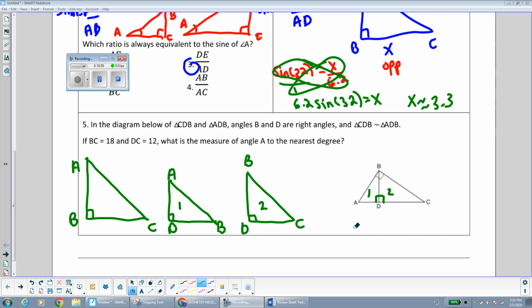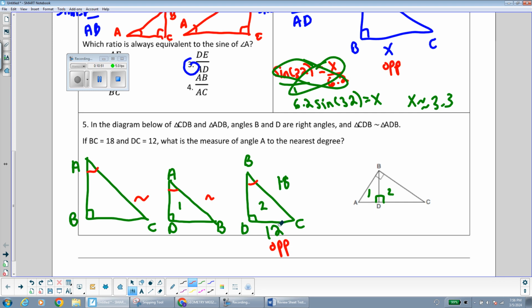So BC is 18 and DC is 12. And we need the measure of angle A to the nearest degree. Now, the great thing about having our similar triangles drawn with the corresponding parts in order is that angle A in this triangle corresponds to angle A in this triangle, and that corresponds to angle B in this triangle. So when we have similar triangles, remember the corresponding angles are all congruent. So finding the measurement of these angle A's is the same thing as finding the measurement of this angle B. So if we find the measurement of this angle B, we have the measurement of angle A, and we are all good to go. So let's set up a trig ratio for angle B.